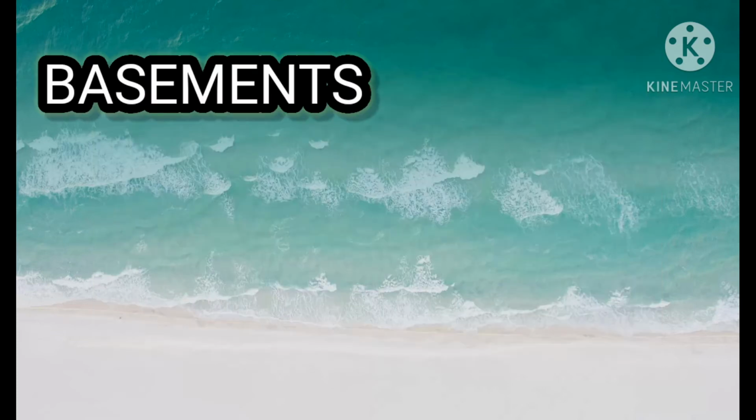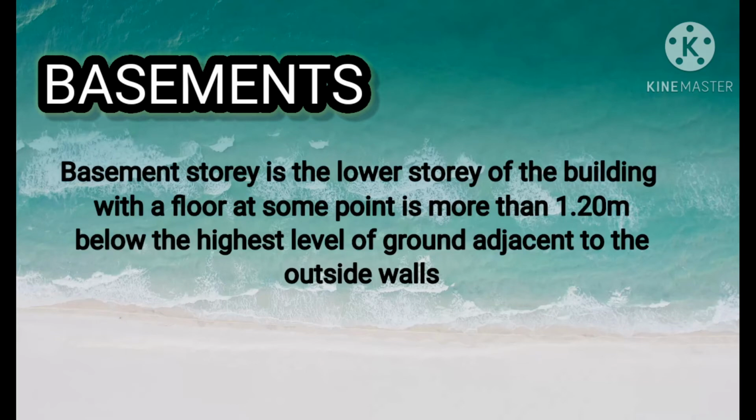The next part of the substructure is the basements. A basement story is the lower story of the building, with the floor at some point more than 1.2 meters below the highest level of ground adjacent to the outside walls. This definition is given in the context of inhibiting the spread of fire within a building, and generally the fire resistance requirements for basements are more onerous than for the ground or upper stories in the same building.